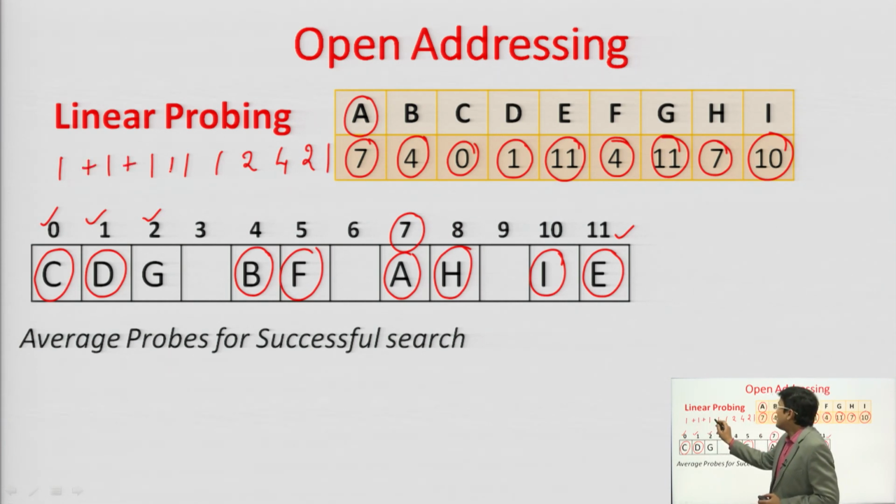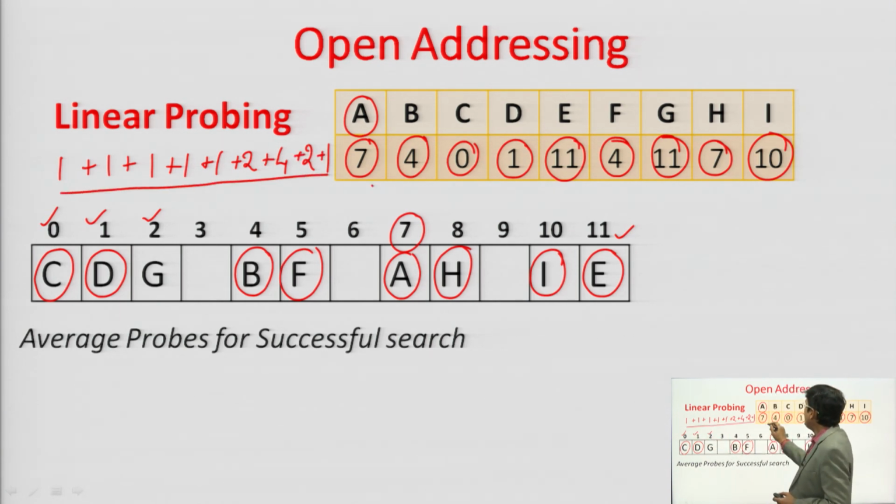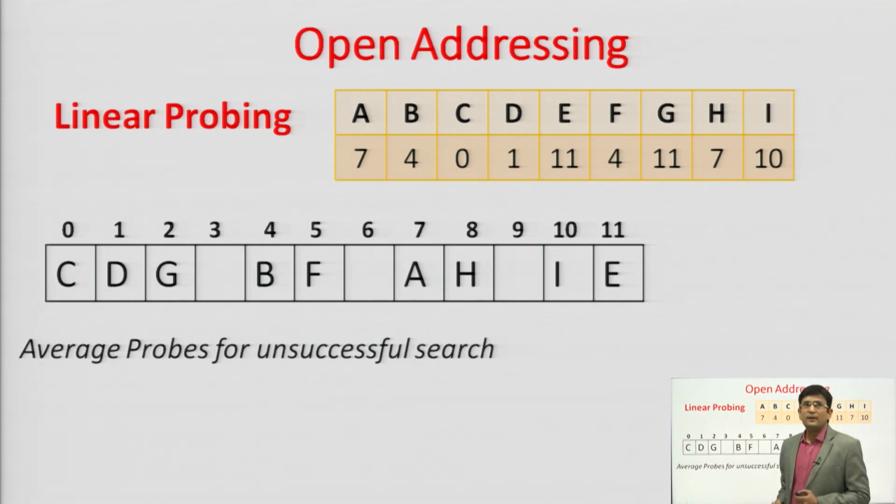So you just sum all these and divide it by the number of keys. So 1, 2, 3, 4, 5, 6, 7, 8, 9 are the keys. So you divide it by 9, that will be the average number of probes required for successful search. Similarly, you can find out the average number of probes for unsuccessful search. You search for the blank location. Wherever you find a blank location, you stop your search there. So you are actually finding out the unsuccessful searches.